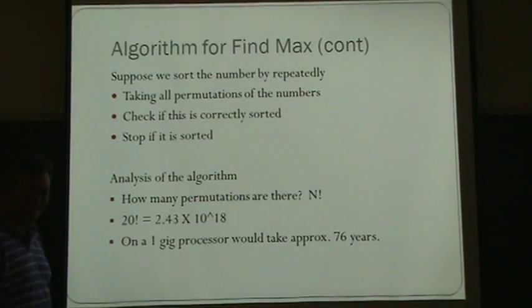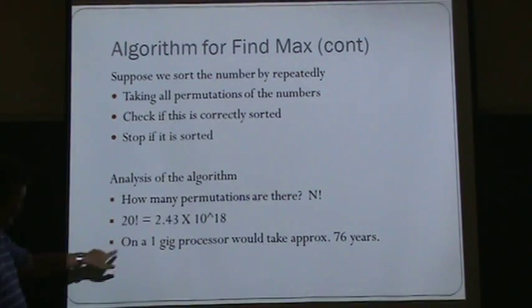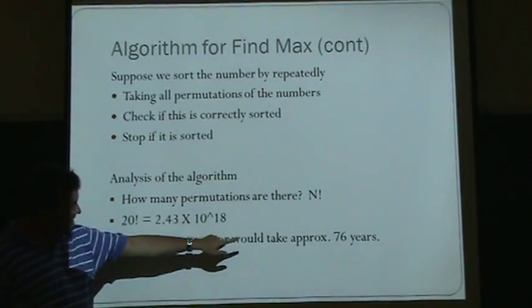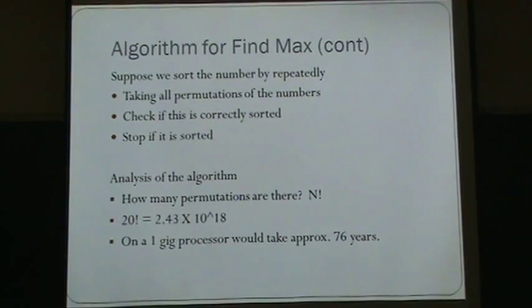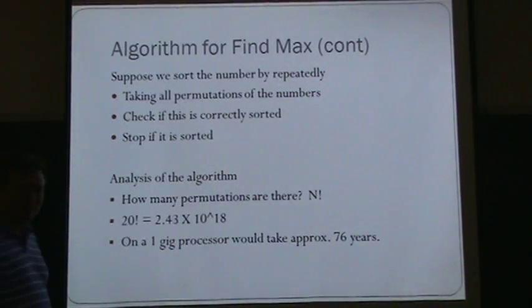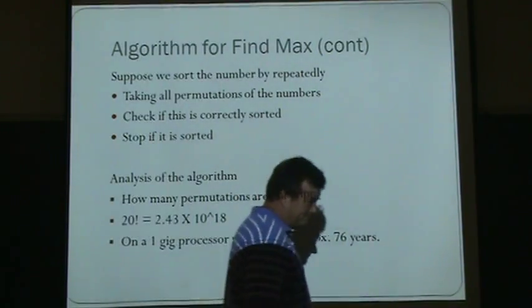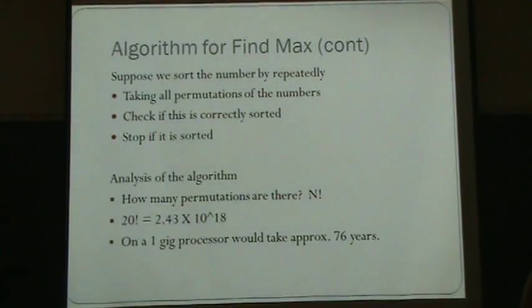So what good is it? If you had a 2 gig processor, it'll be done in 35 years, but if I made n 21, it'll take 21 times 35 years. So just for a pretty small n, like 20, it's not even worth it to run this algorithm. This algorithm would solve the problem, but it's very inefficient to solve it this way. So then we want to look for a better algorithm.